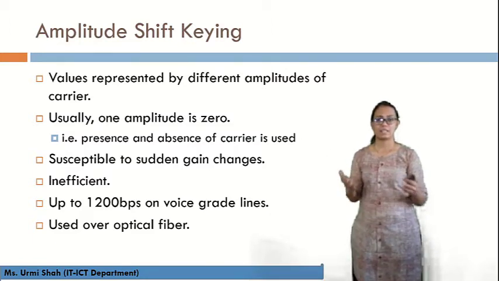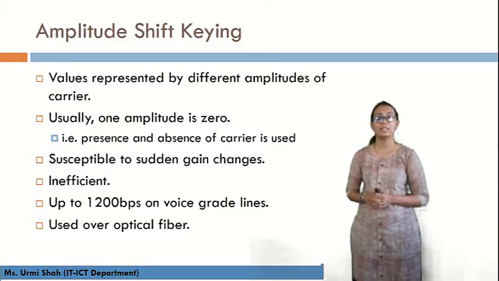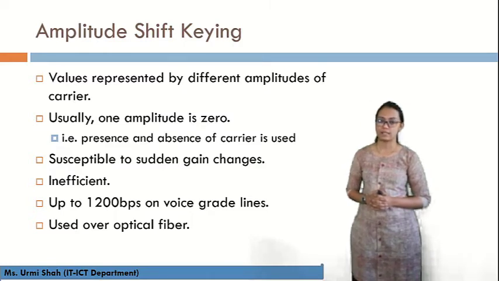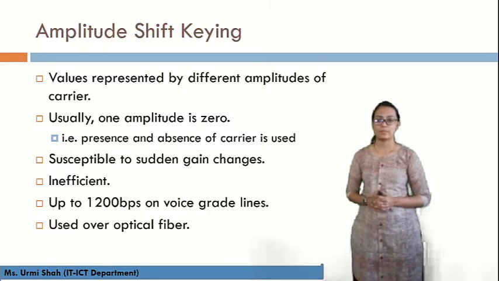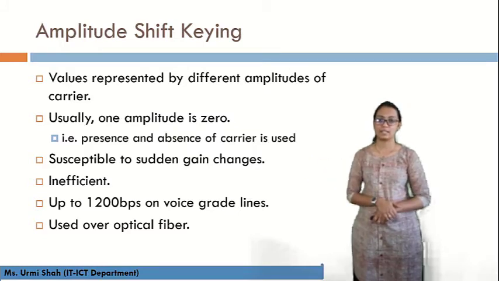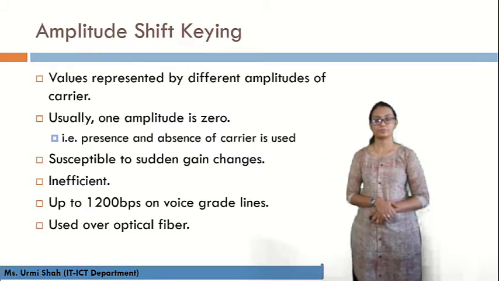So basically, ASK is not preferred much because it is an inefficient technique. Up to 1200 bps, that is bits per second, it can survive on voice grade lines. It is used for optical fiber applications. So in optical communication, this ASK technique is widely used.